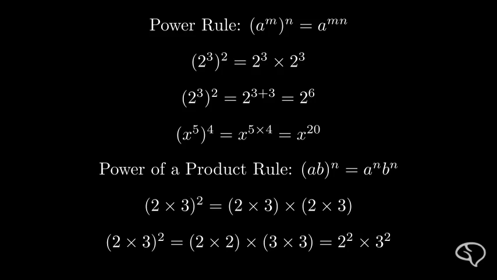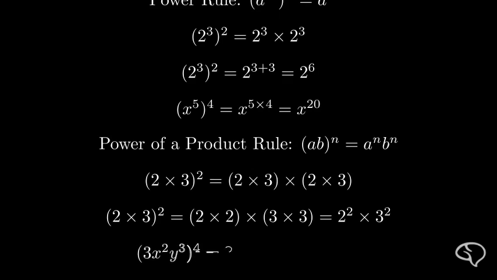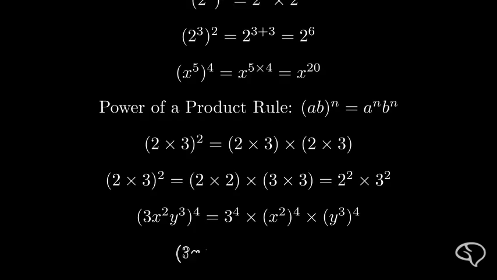Simplify 3x squared y cubed to the power of 4. We distribute the exponent 4 to each factor inside the parentheses, 3x squared and y cubed. Now we simplify each part. 3 to the power of 4 is 81. For the variables, we use the power rule and multiply the exponents. For x, we have 2 times 4, which is 8. For y, we have 3 times 4, which is 12. So the final answer is 81 times x to the power of 8 times y to the power of 12.